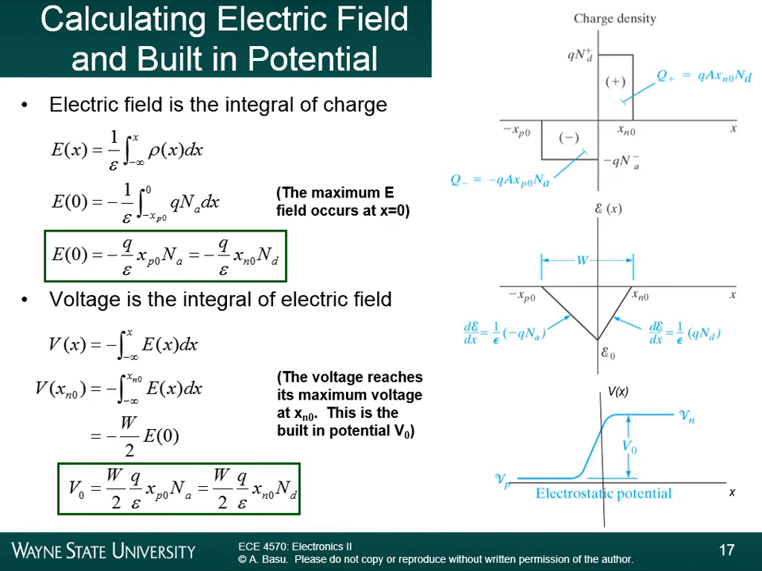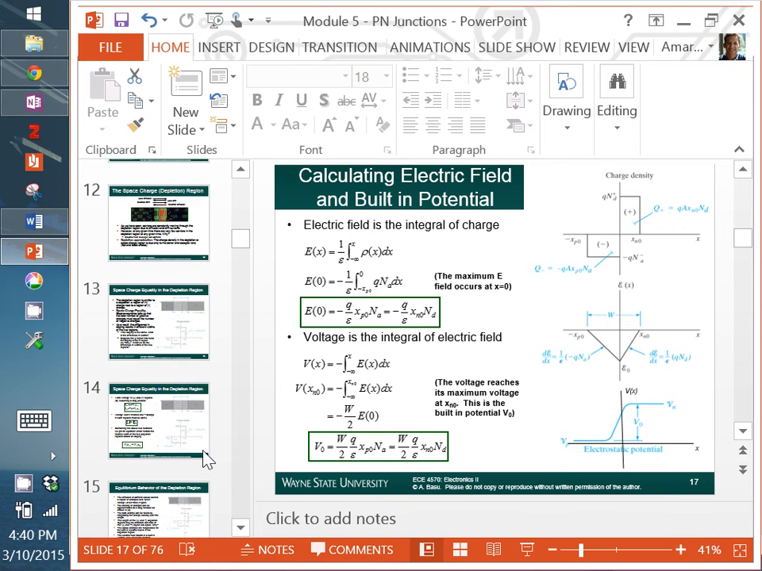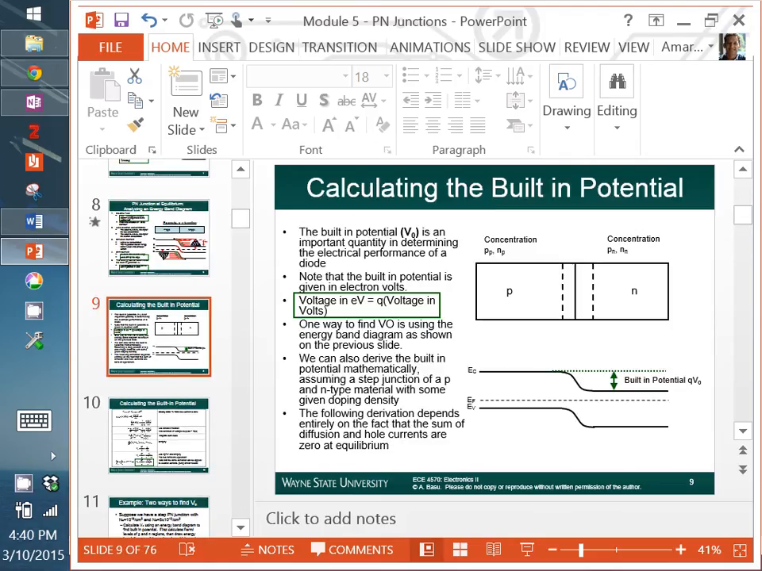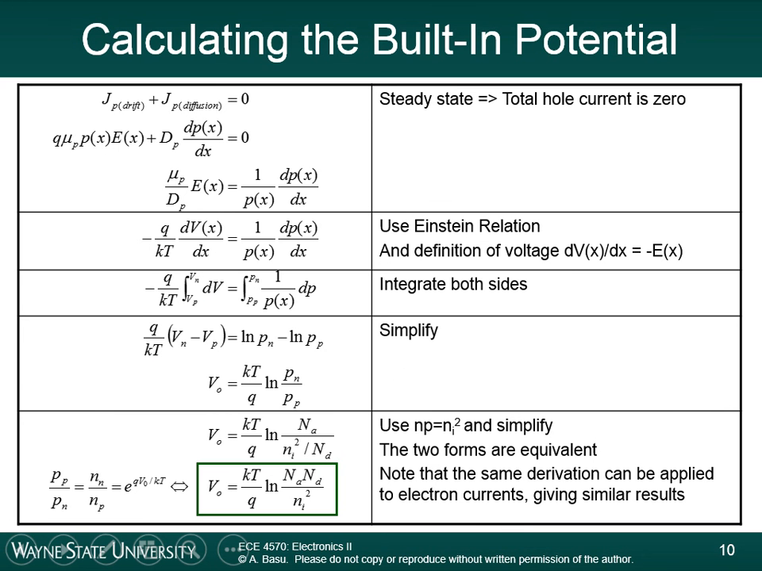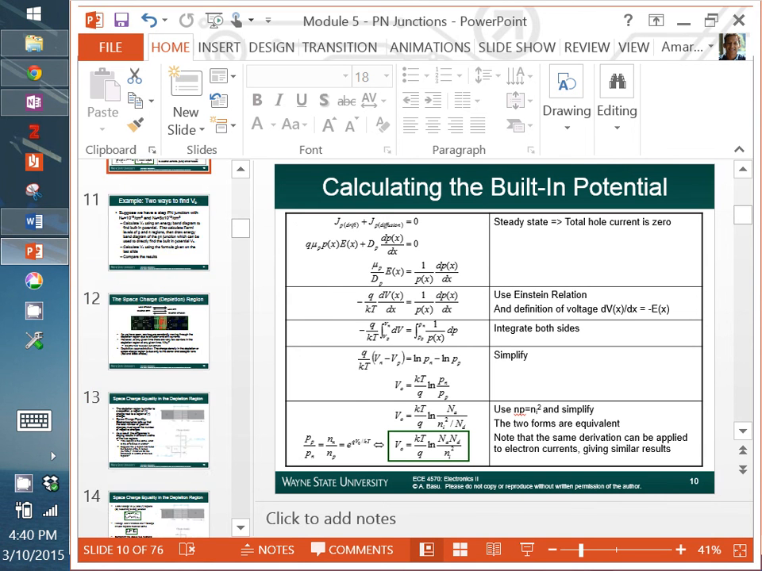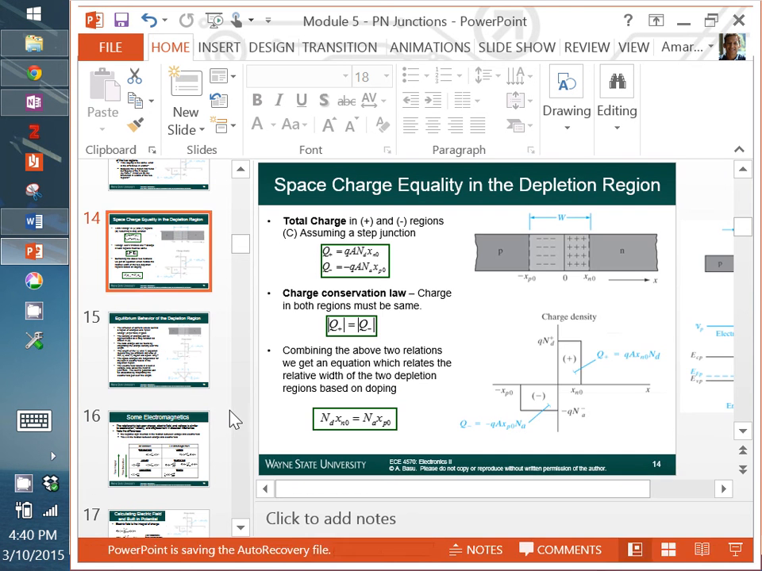Let's recap a little bit. We found, remember, last time at lecture, that the built-in potential was equal to the curvature of the energy band diagram. Then we found a formula for the built-in potential, right here, kT over q, ln of Na Nd over ni squared. This formula is in terms of doping, Na and Nd. So the electrostatic potential is entirely determined by the doping. Now here we found yet another formula for the built-in potential.